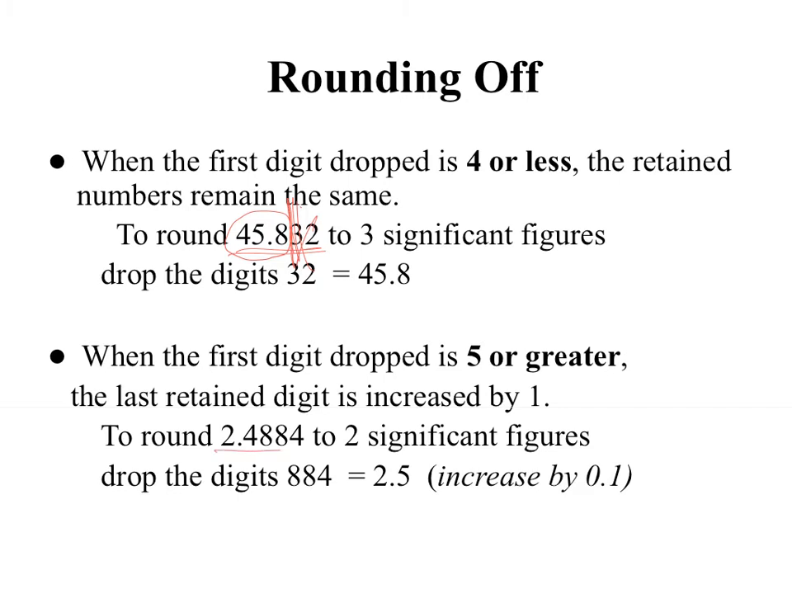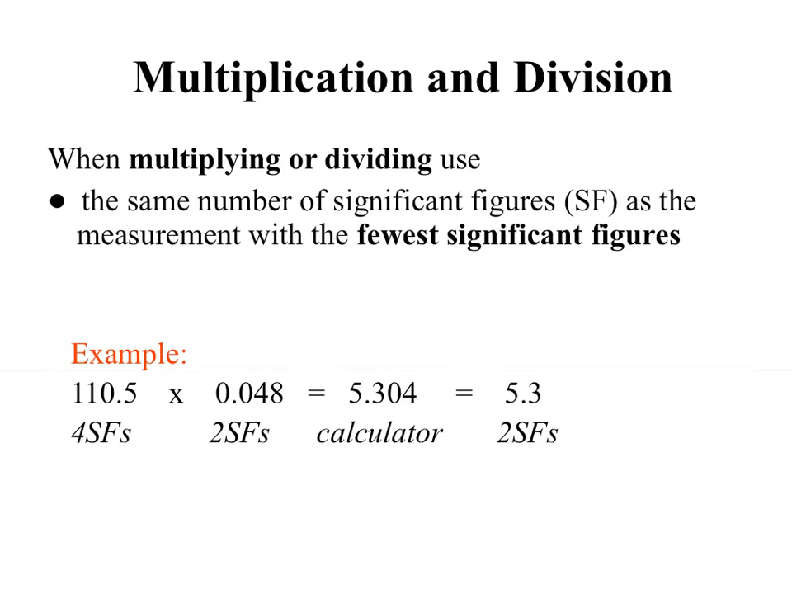So 2.4884, if your calculator spit that out, but you have to give the answer with only 2 sig figs, these are the first 2 sig figs, the 2.4. So you're looking to drop everything to the right of that big line, but the first digit is what you look at, and it's an 8. 8 is in the 5 or greater rule, so you would round this up to 2.5. All right, how about multiplication and division with sig figs?